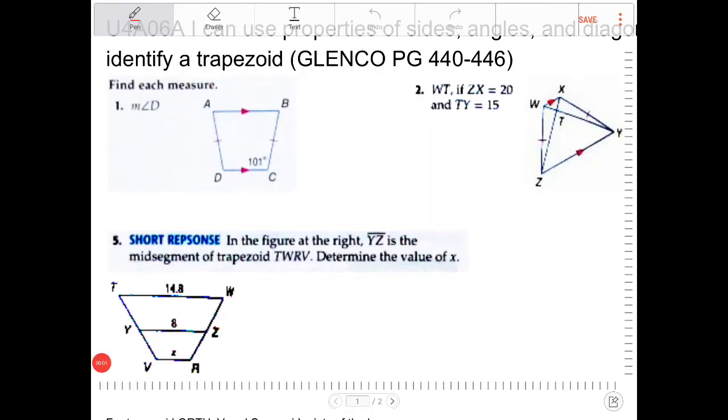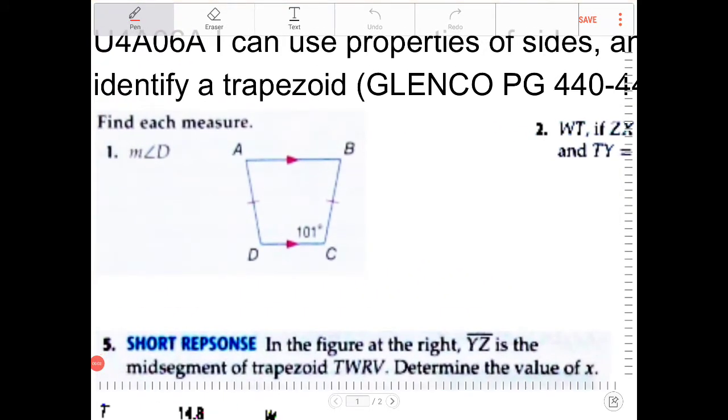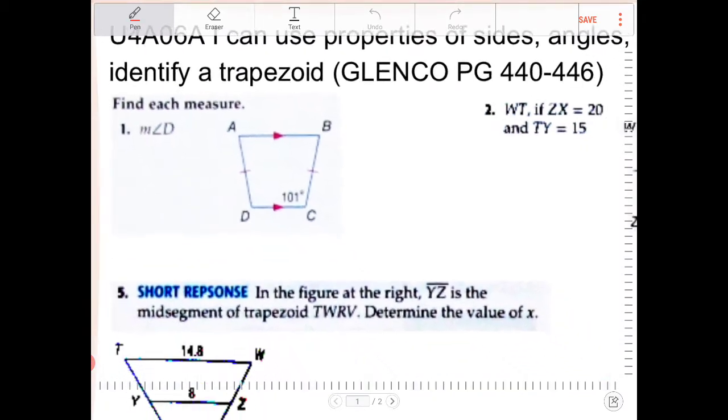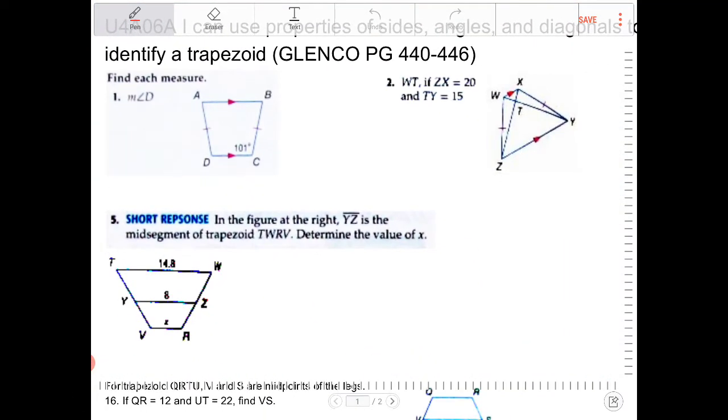Hello students, in this video I will go through exercise U4A06A where I will be applying properties of trapezoids to solve problems, and the questions are pulled straight out of the Glencoe textbook from page 440 to 446. Let's take a look. Okay, so it says here for the instructions, find each measure.